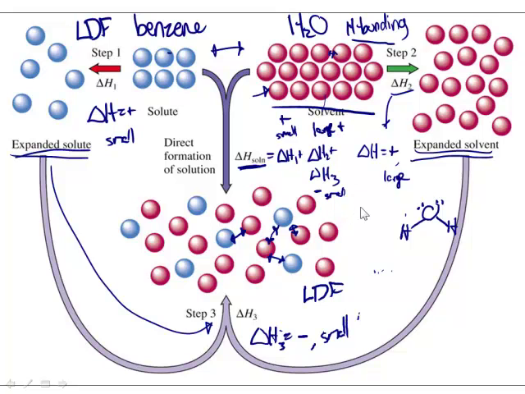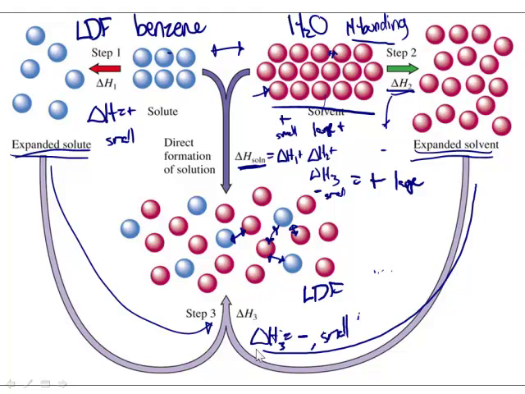So if we look here at the overall process, the sum of delta H1, delta H2, delta H3, overall the heat of solution is going to be positive. It's going to be large because the dominant factor here is the amount of energy that it takes to expand the solute. When we mix, we go down here to the third step, delta H3.